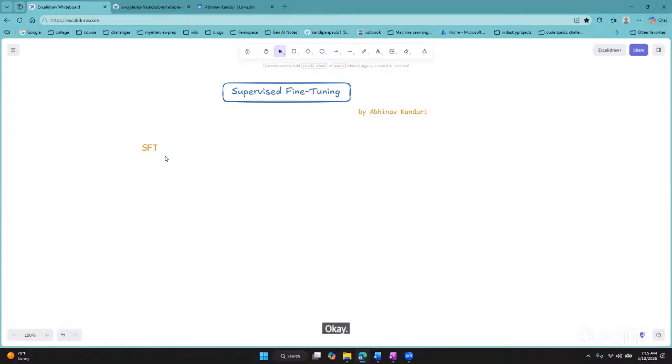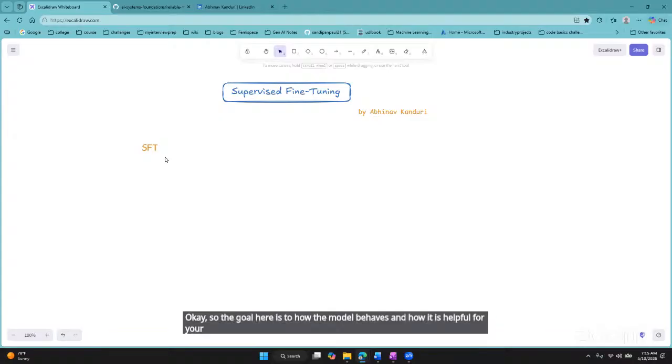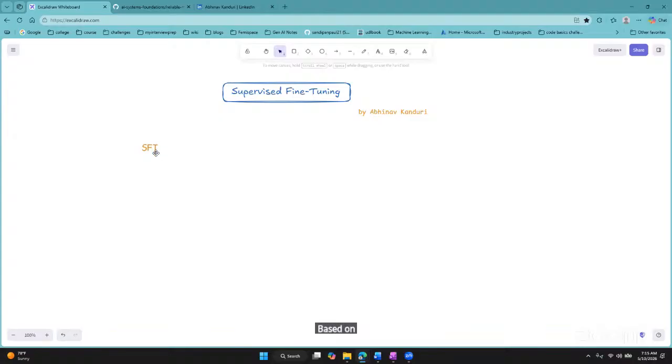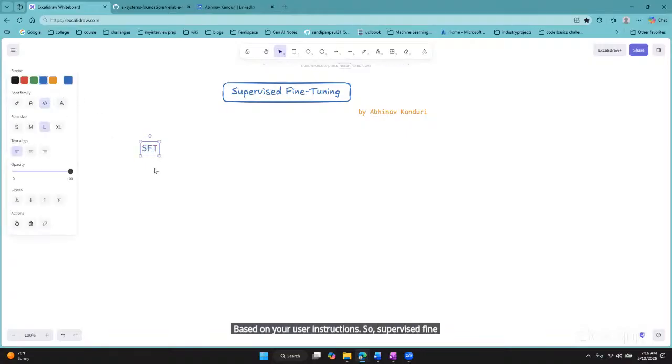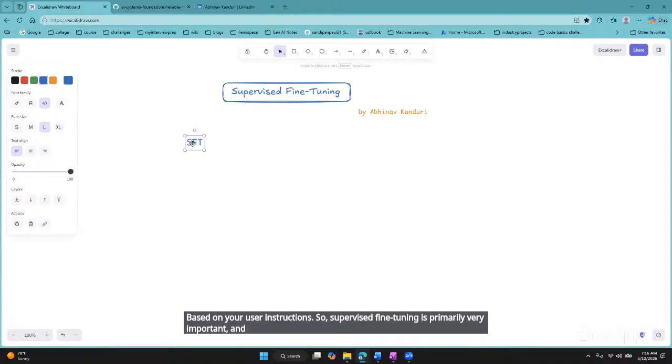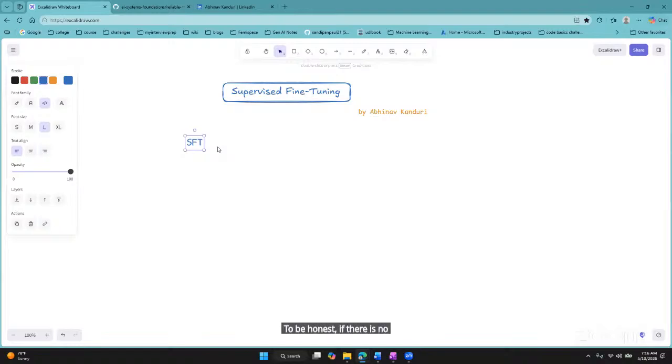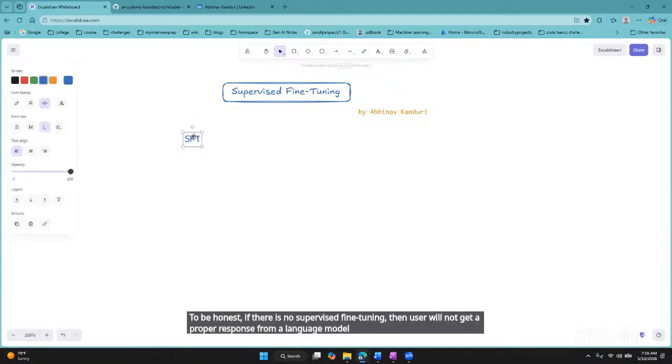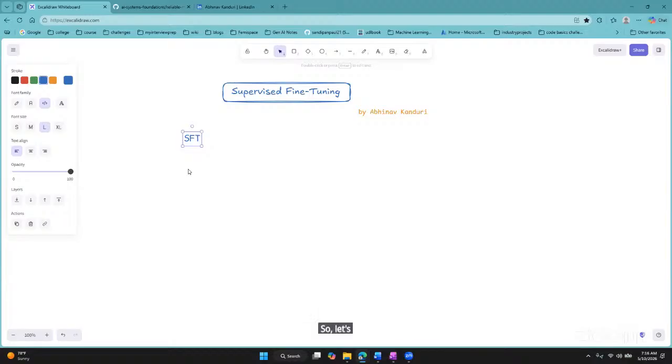So the goal here is how the model behaves and how it is helpful for your assistance based on your user instructions. Supervised fine tuning is very important, and almost all the underlying concepts are involved in and helpful for supervised fine tuning. To be honest, if there is no supervised fine tuning, then the user will not get a proper response from a language model. That's the primary and important role supervised fine tuning plays underneath any language model. So let's come to a simple explanation.